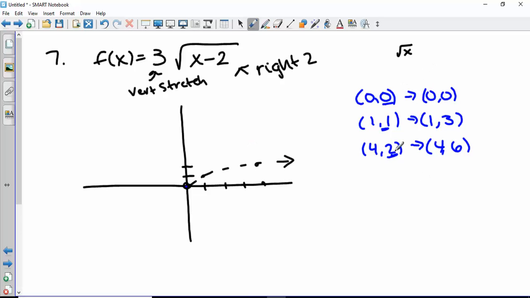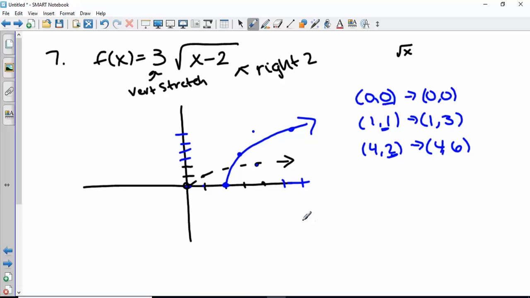Okay, then if I take these new points, that's the stretch, and then we still have to move it right 2. So 1, 1 turned into 1, 3, and then you go right 2. 4, 2 would turn into 4, 6, and then you go right 2. So we see our new graph.